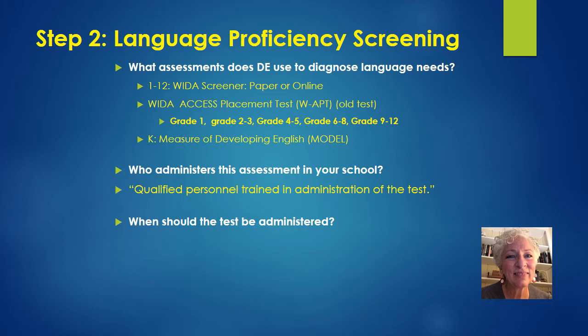When should the test be administered? Ideally, within 10 days of receiving the home language survey from the student's family, if it indicates a language other than English, another L1, another first language. So within 10 days of that student arriving into school, there should be a screening test administered if the home language survey indicates that there are other languages spoken and used outside of school.